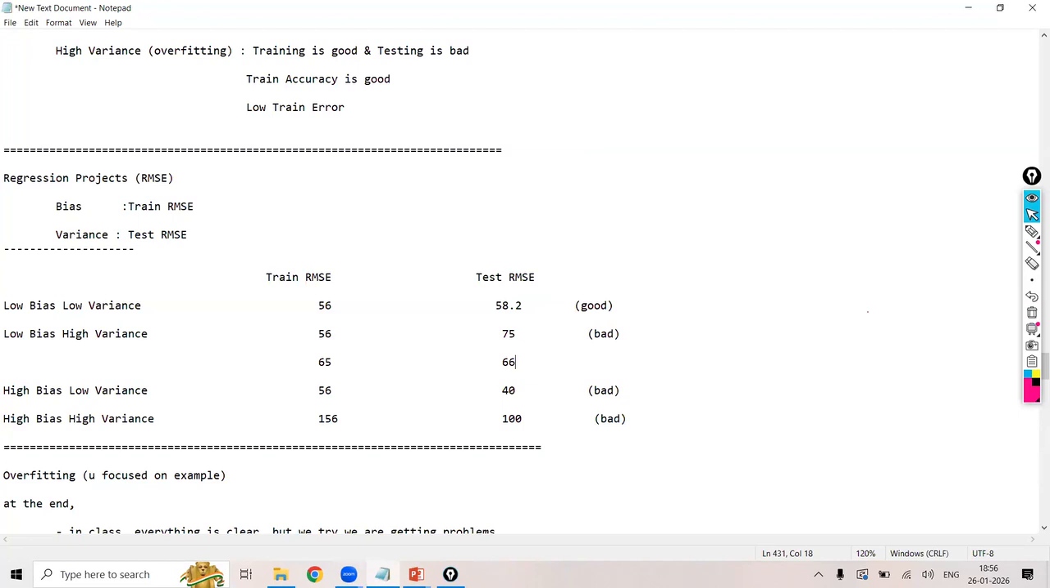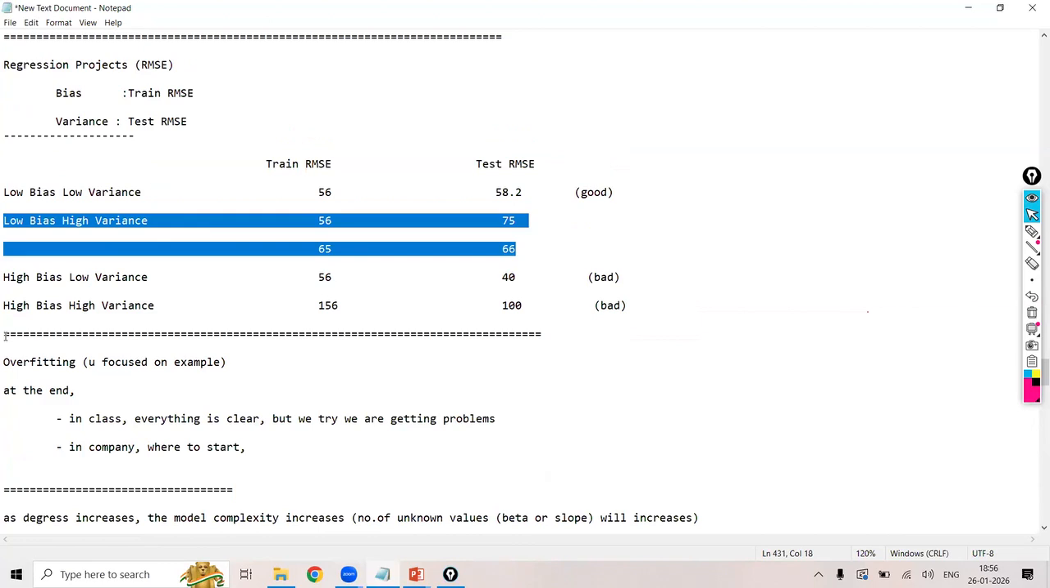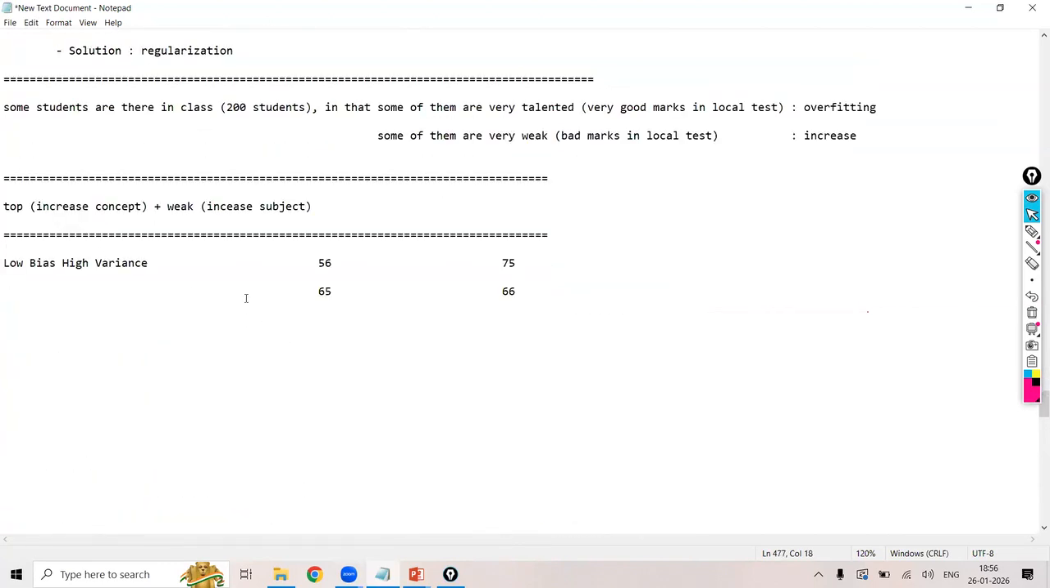Understood or not? So here, what problem is there? High variance problem. What are the high variance models we are having? That is train RMSE and test RMSE. I am increasing the train RMSE and decreasing the test RMSE.